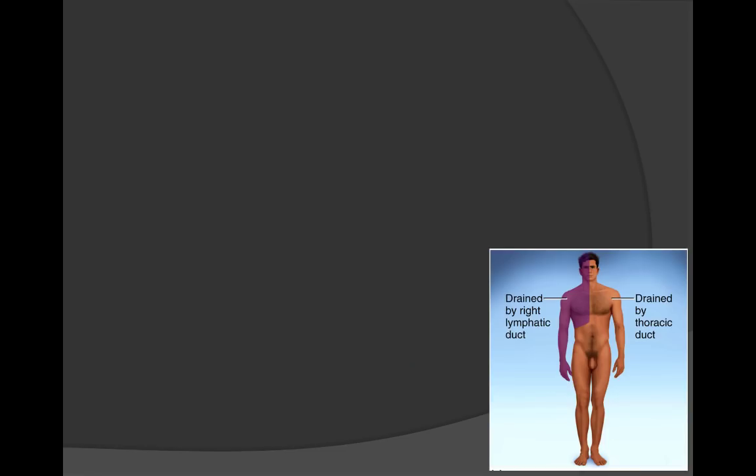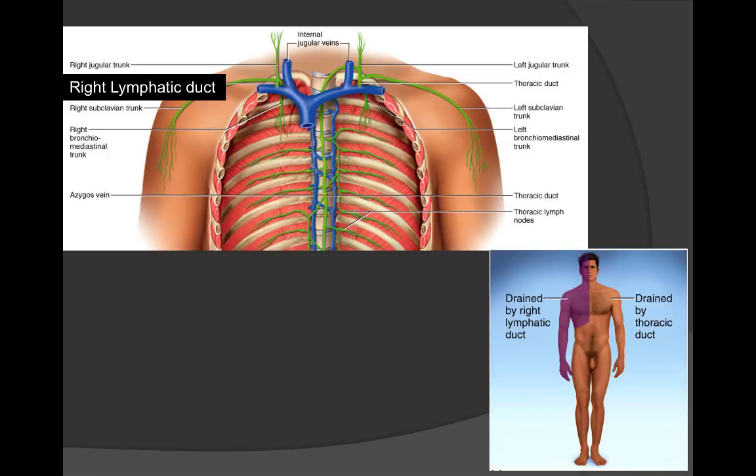This image shows you that division I just mentioned. The purple region is drained by the right lymphatic duct, and the rest of the body is drained by the thoracic duct. Here, you can see a closer view of what those 2 ducts look like and where they drain.